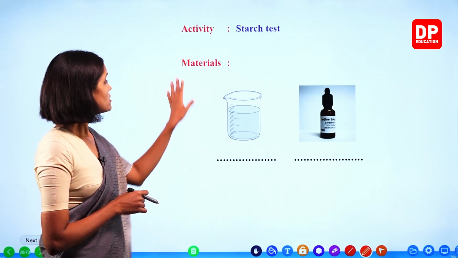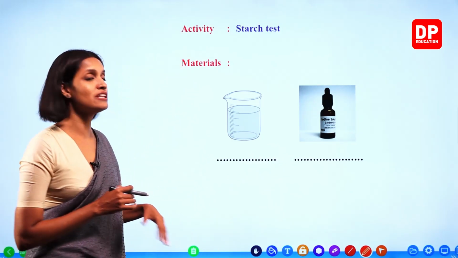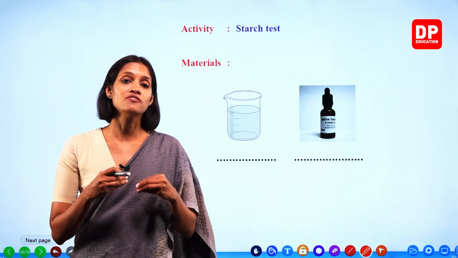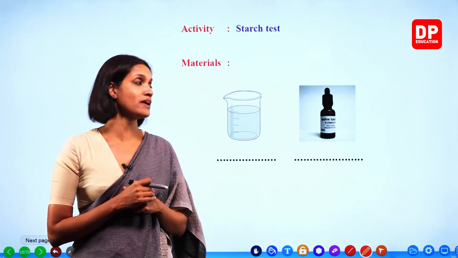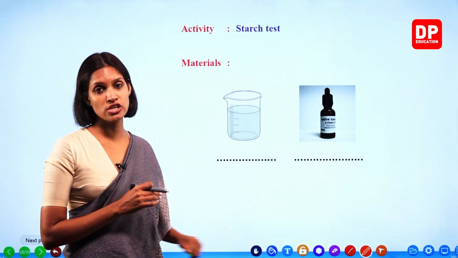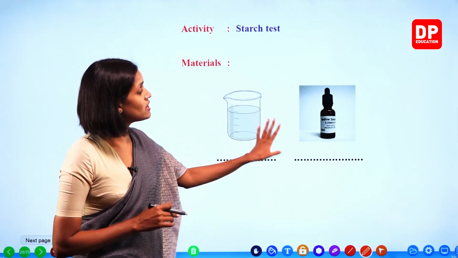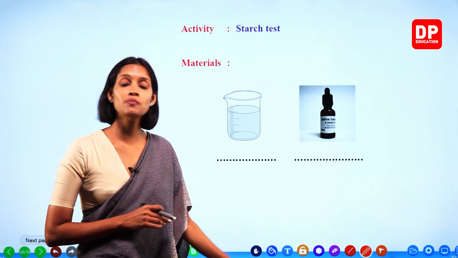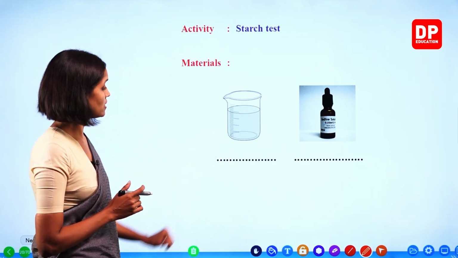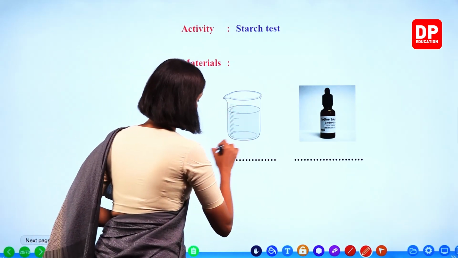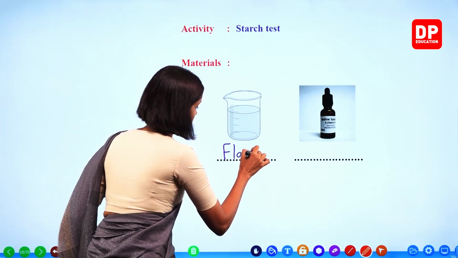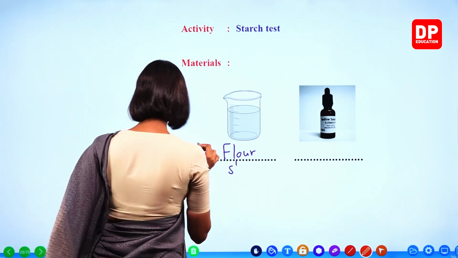Okay, children? So what are the materials we need? We need a starch solution. So there I am going to dissolve some flour in water. Right? Therefore, I am going to use a flour solution here. And then we need a solution called iodine solution. It is a brown color solution. Okay. So we will write this. We need a flour solution.